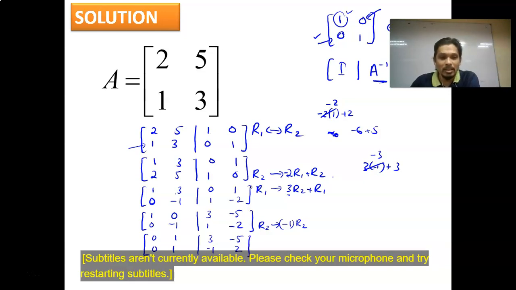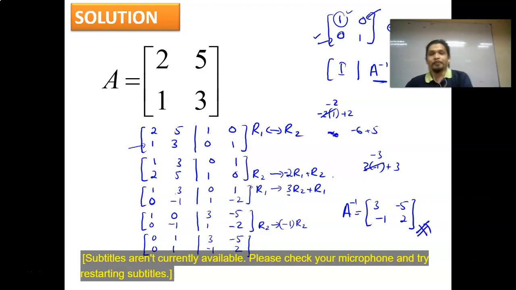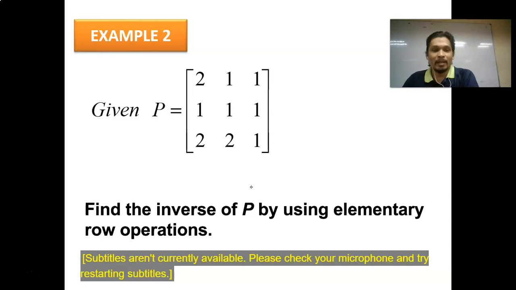So what do you see here now? This is an identity, and this is the new matrix, which is the inverse of the matrix A. So A inverse equals 3, negative 5, negative 1, 2. Next, find the inverse of P using elementary row operations.